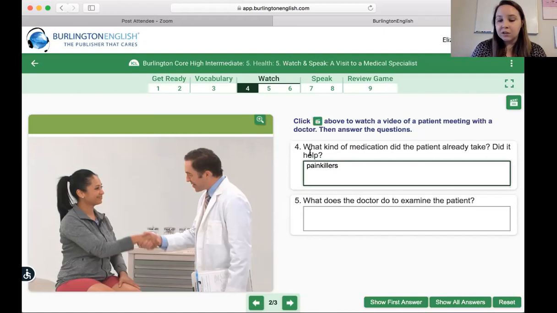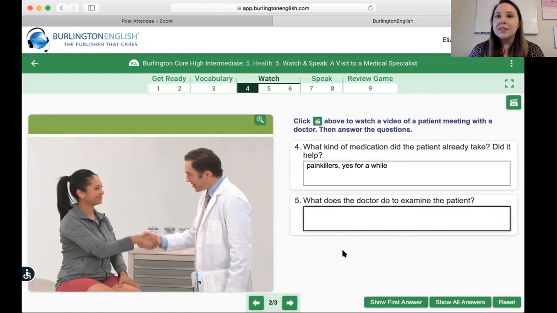Did they help her? So yes, for a while. She said they helped, but they are gone, and now the pain is back. So that's why she has gone to see the orthopedist. Good.